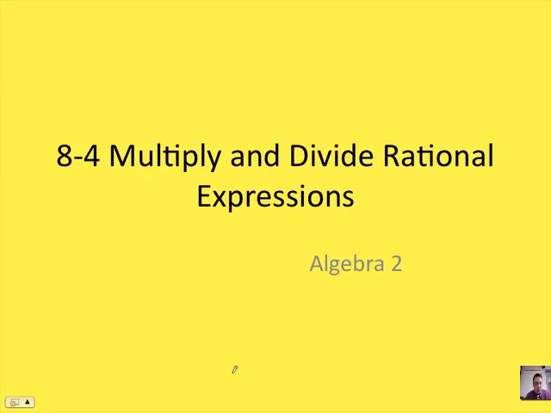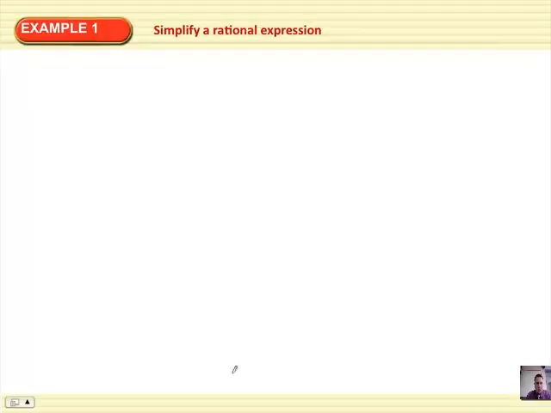Alright guys, here's section 4. We're going to multiply and divide rational expressions. So, example 1. I'm going to do 5 examples here. So, here's what we do. Number 1, simplify a rational expression. Look at the top, look at the bottom.